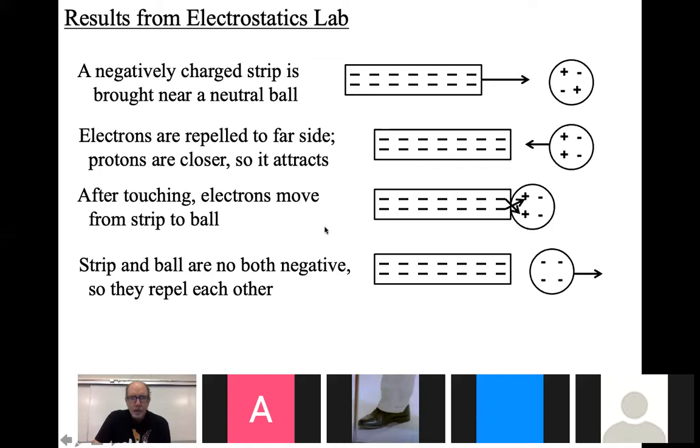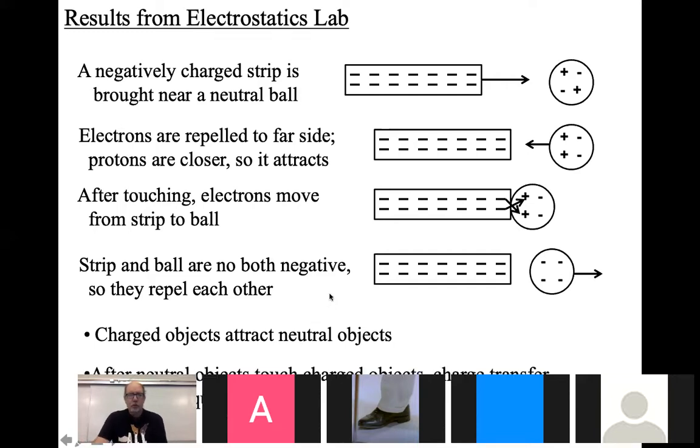Okay, so the new thing from this year is that charged objects will attract neutral objects until they touch. Then charge transfer will occur, and the neutral object will acquire like charge. This is actually one of the ways to charge an object, and I'll document that shortly.